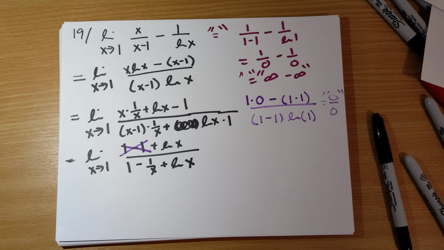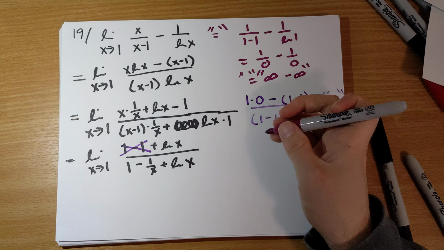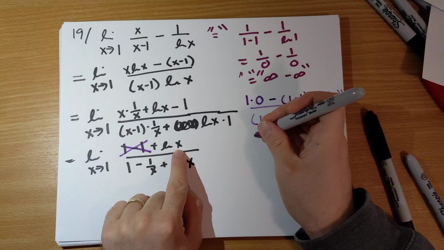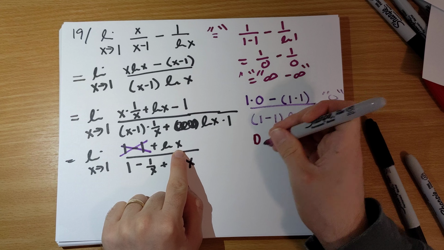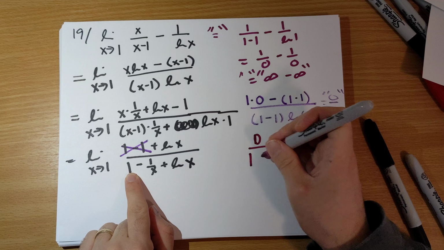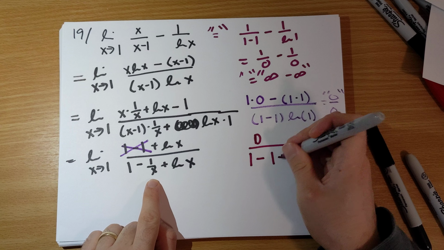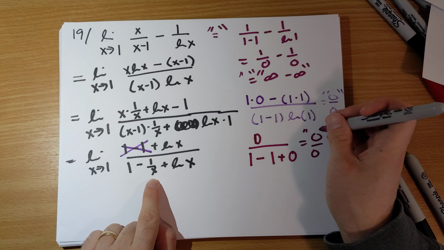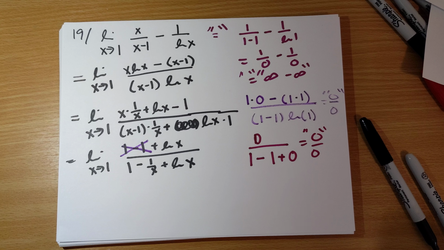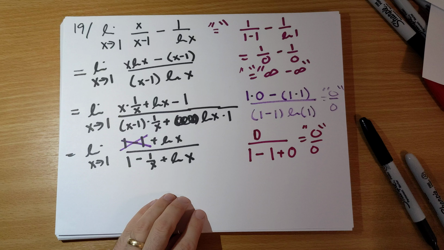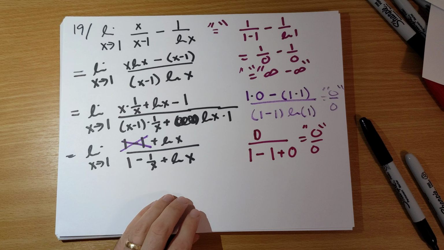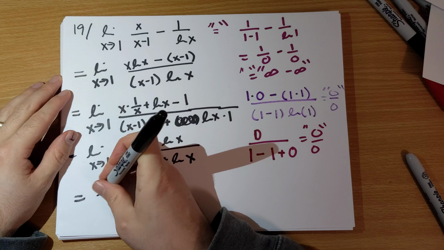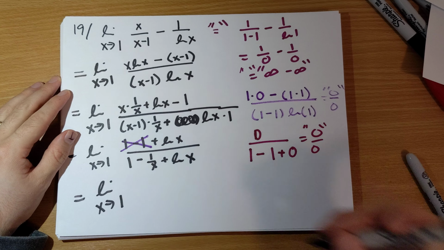Okay, what happens now if we plug in x equal to 1 here? We'd have natural log of 1 is 0 over 1 minus 1 over 1 is 1 plus natural log of 1, which is 0. We're still in a 0 over 0 indeterminate form. So we need to apply L'Hopital's rule again. Okay, one more application of this.